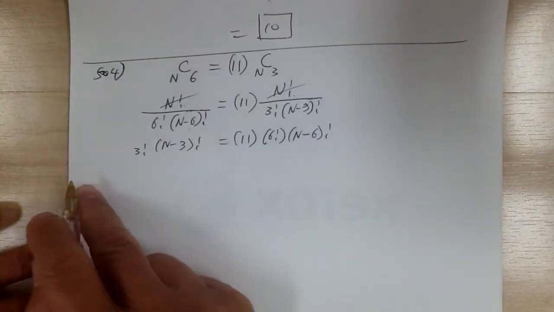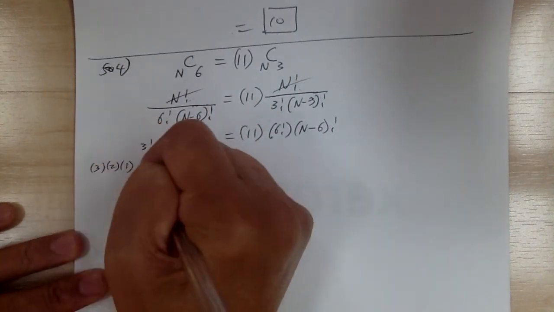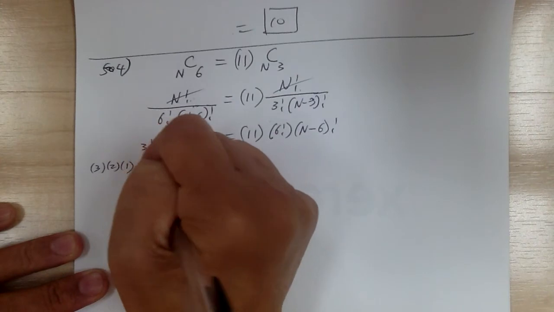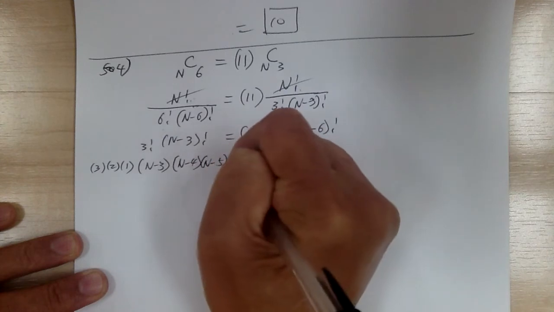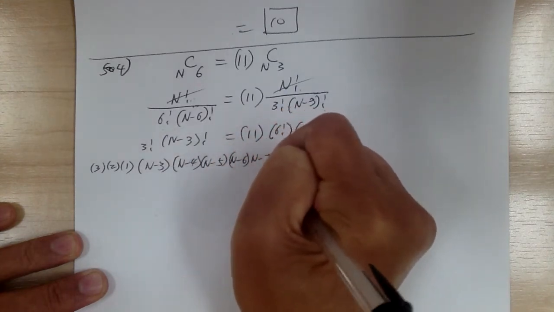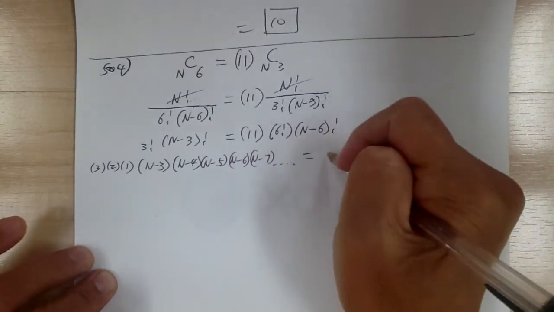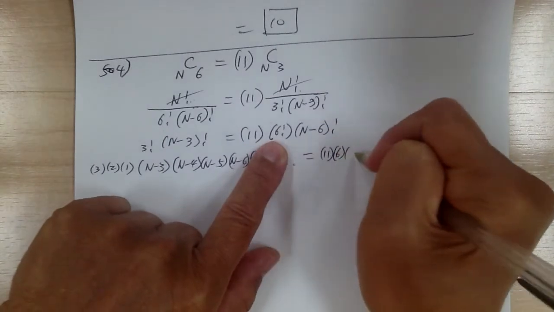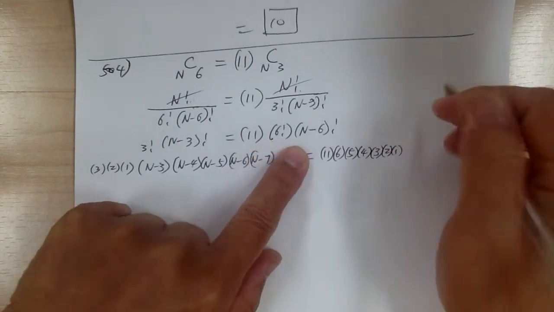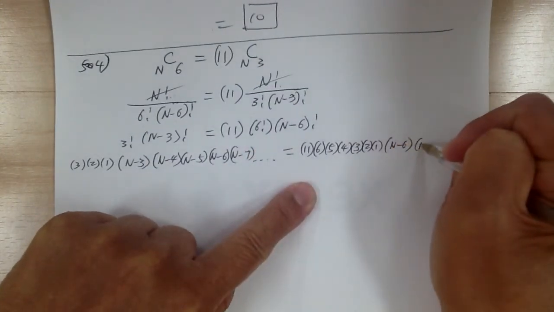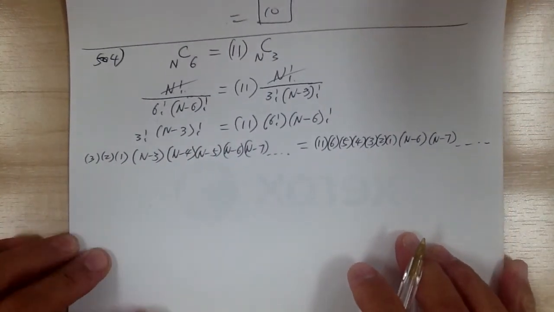Next thing I'm going to do is write out everything. So 3 factorial is 3, 2, 1, and n minus 3 factorial will be n minus 3, n minus 4, n minus 5, n minus 6, n minus 7, dot dot dot. And the reason I need to go a little bit more is because of this. This will equal 11 times 6, 5, 4, 3, 2, 1, and n minus 6, n minus 7, dot dot dot. Okay, so I'm going to start to cancel things out.